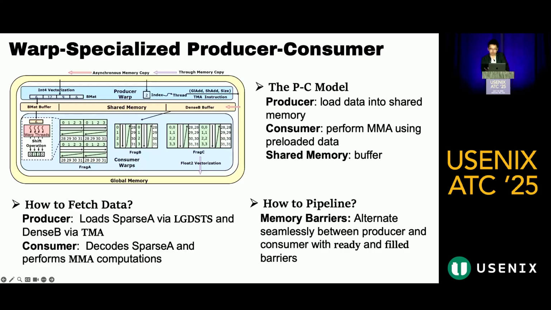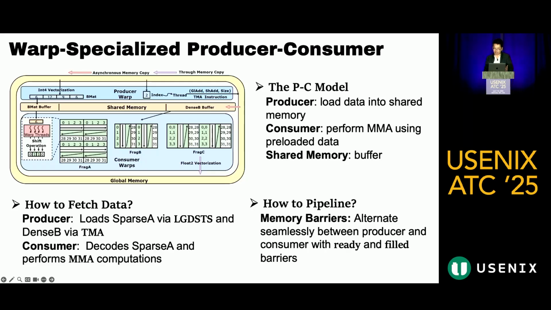And next, let's look at how we overlap the data loading with computation. In Voltrix, we adopt a warp-specialized producer-consumer model. Here's the idea. Within each CTA, we divide the warp groups into 2 groups. One is the producer, which loads data from the global memory to shared memory, and the consumer, which fetches the data from shared memory to compute on Tensor Core. And this creates an internal pipeline where the shared memory acts as the buffer between these 2 agents.